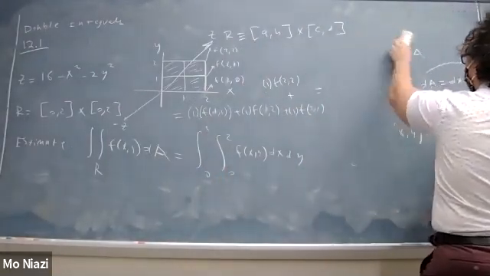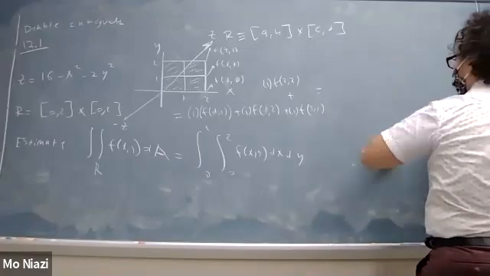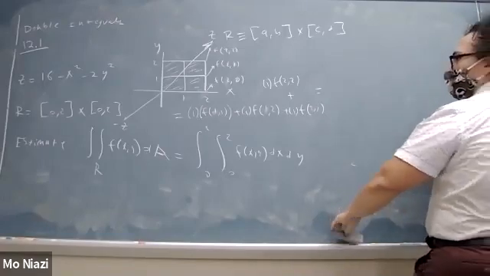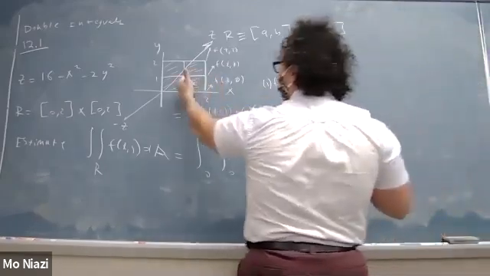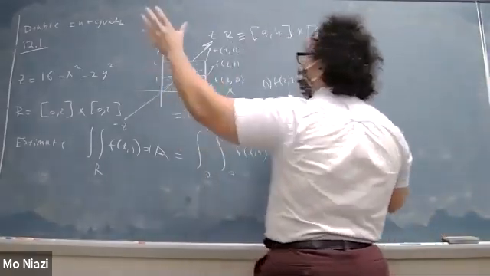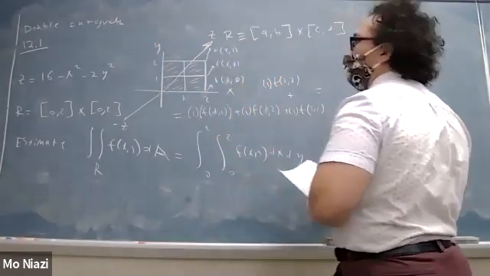Really, we're calculating volumes. This is a volume. This is a volume. This is a volume. This is a volume. It's all three of the columns that emanate. And the height is dictated by how much the function evaluates to at those points.